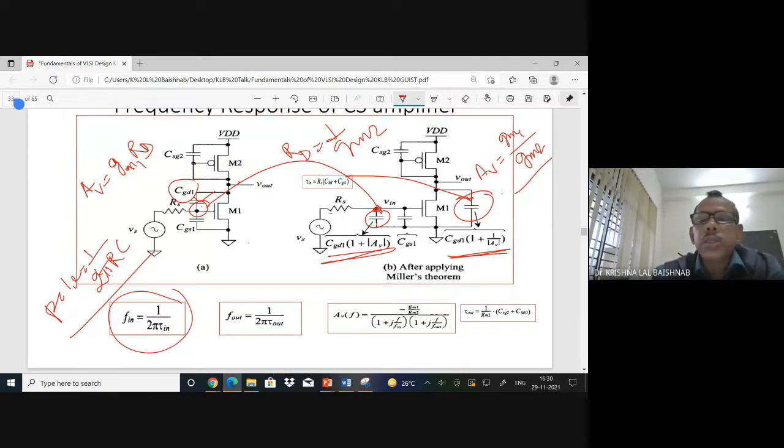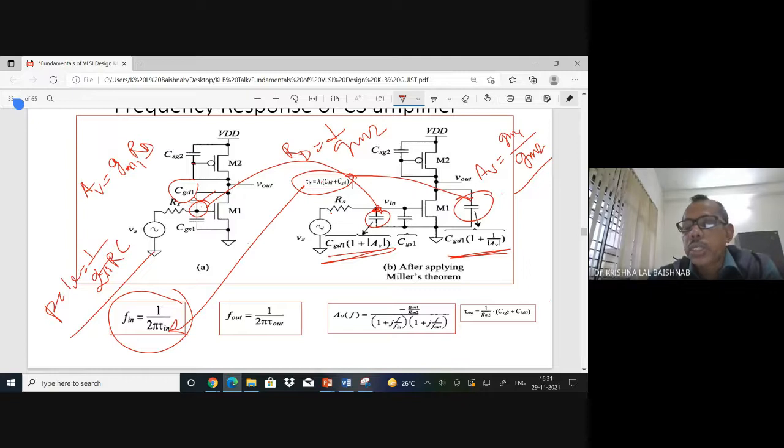Pole means 2 pi, and tau means RC. Tau means RC. So that's your input pole. Pole means, as I said, 2 pi RC. They have shown this in the picture as tau. Clubbing R and C together gives you one pole. For the output pole, you see 2 pi tau out. Tau out is this one. Again, we can calculate it easily.